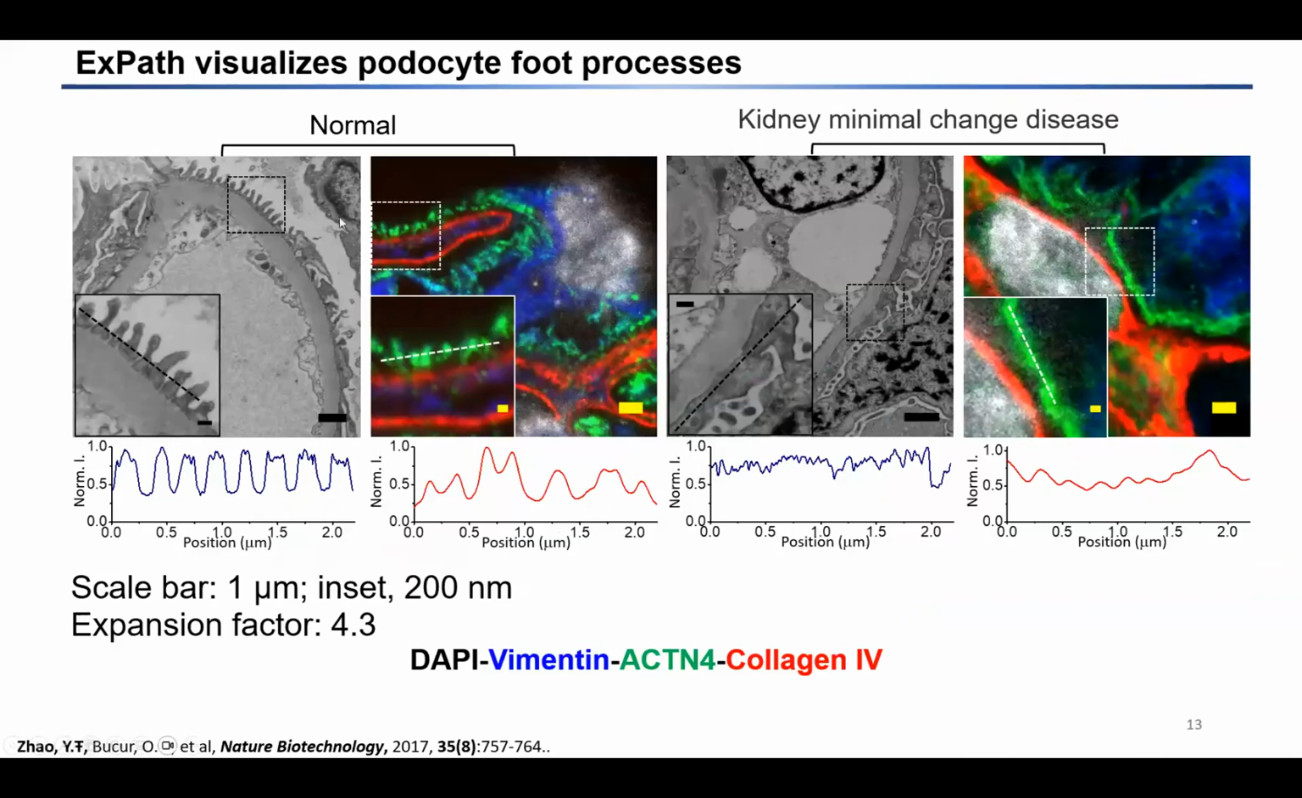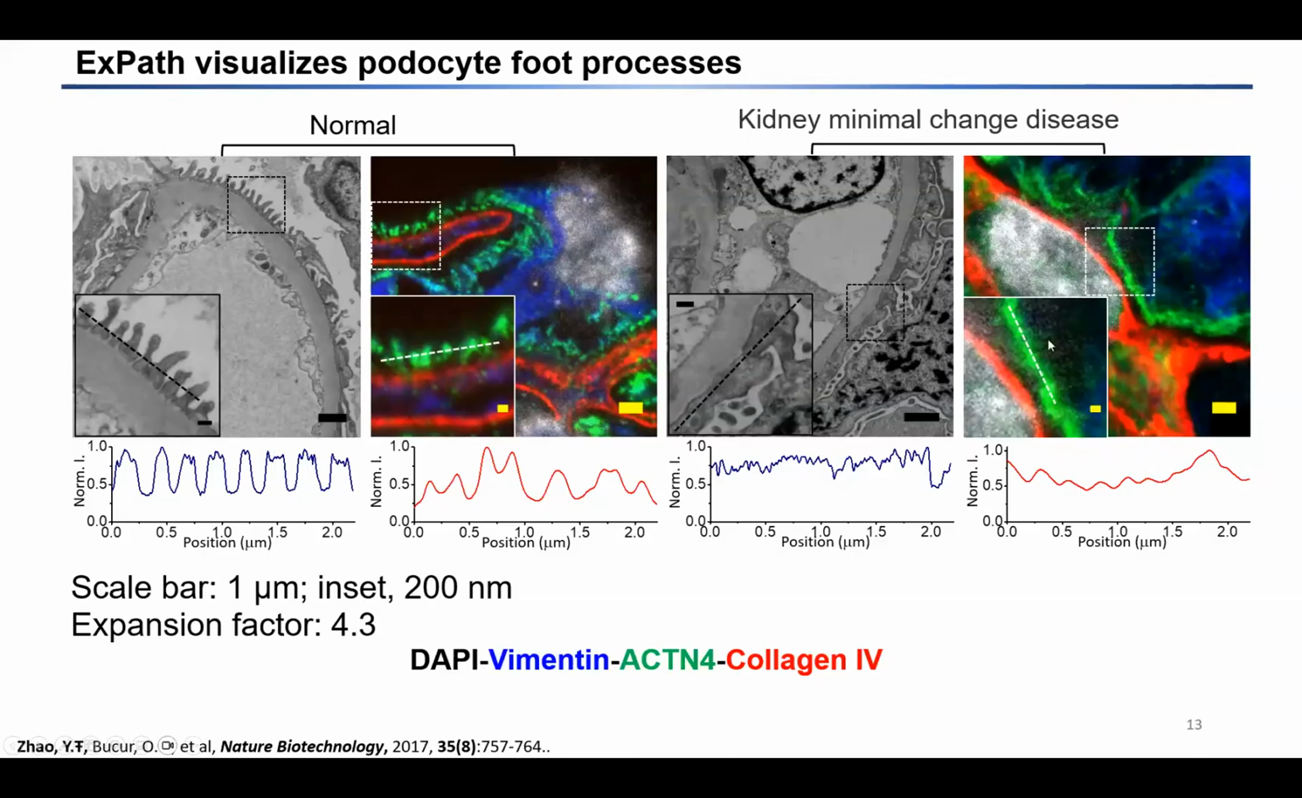And here's the answer, right? So you have these normal kidneys that are expanded, and then we can immunostain with a bunch of markers, for example, vimentin, actinin-4, and collagen. And you can see that actinin-4 actually shows up enriched in the kidney podocyte regions. And then if you draw a line profile, you will see the periodic structure with a distance similar to what you observe in the EM.